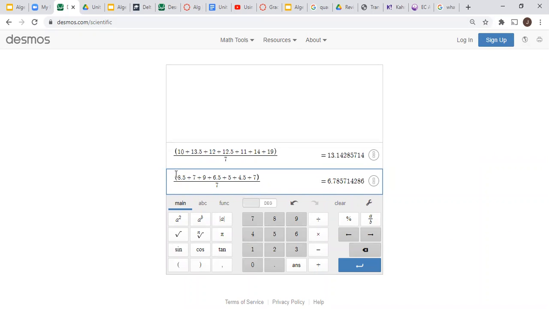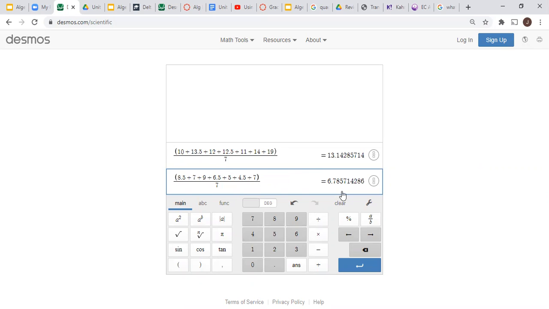I did the same thing for the females. I added up all their shoe sizes, and there were 7 persons, so those 7 pieces of data divided by 7. So the average in the group is 6.79.